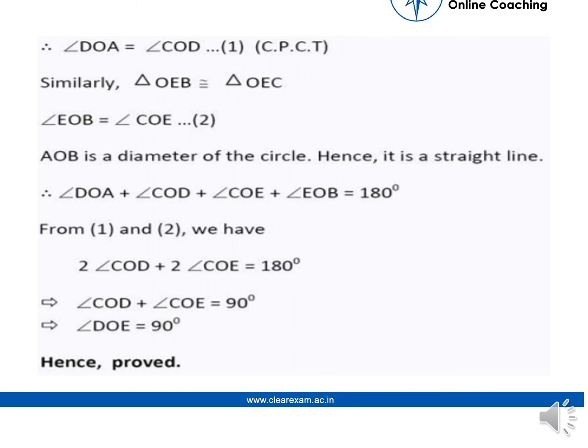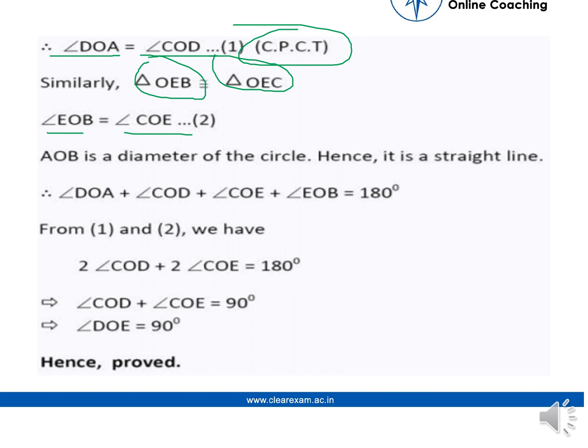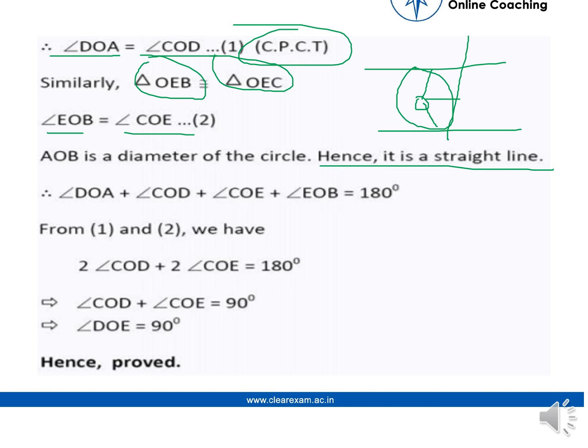So now let's look at angle DOA and angle COD. Similarly, triangle OEB and triangle OEC give angle EOB and angle EOC. AOB is the diameter of the circle, hence it is a straight line.